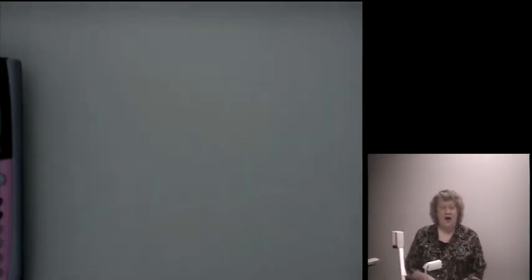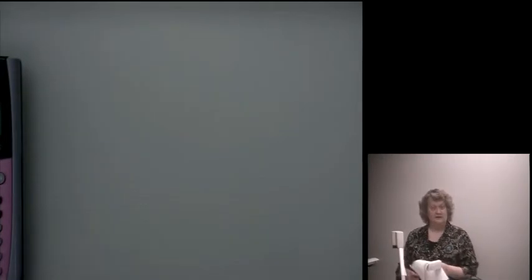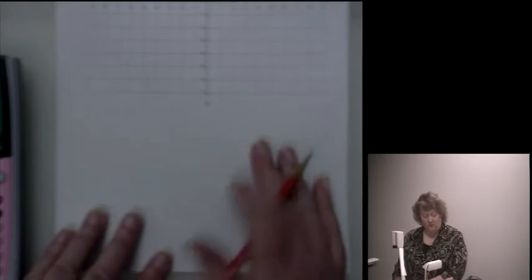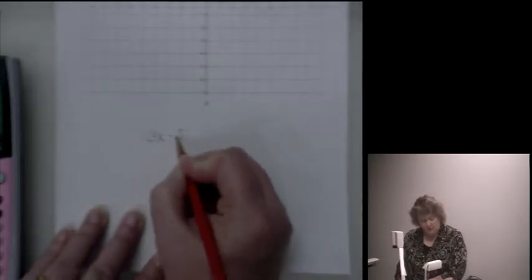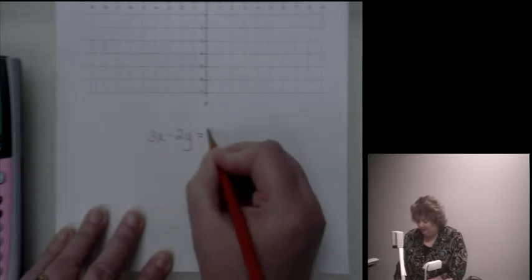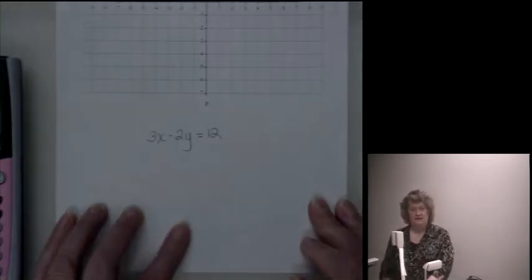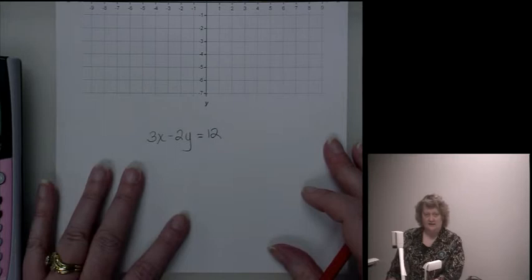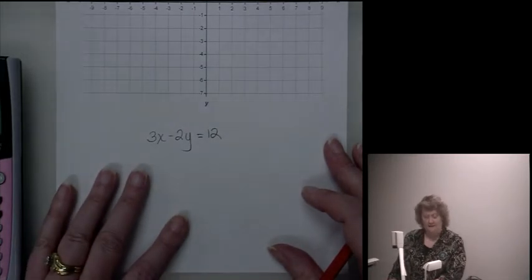Okay, now all of those lines were solved for y. Not all of our lines will be solved for y. Some of our lines will be given to us in other forms, such as 3x minus 2y equals 12. And there are two methods that I'm going to talk about as we look at this one to graph.